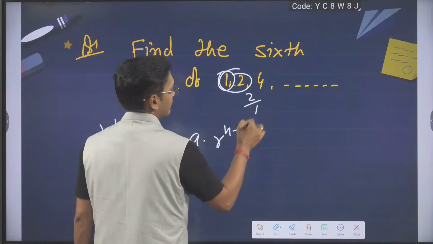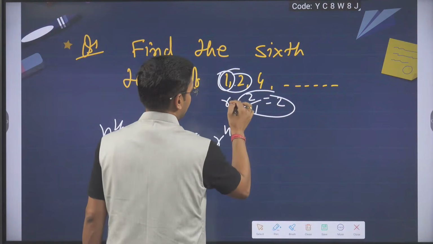So we can say 2 divided by 1. So this comes out to be 2. So this is the value of r. So r is coming out to be 2.